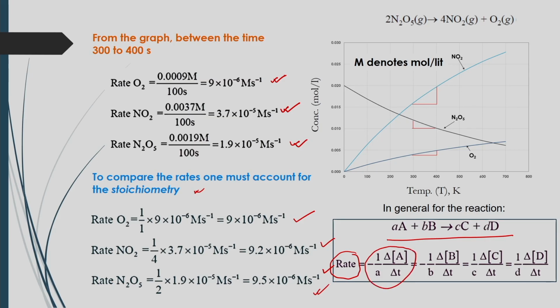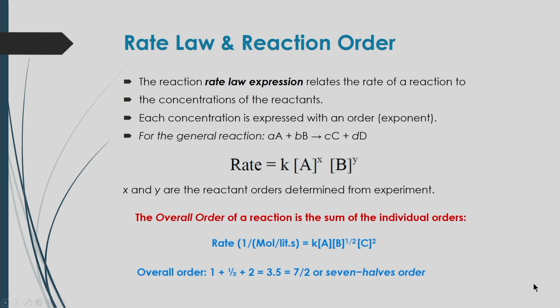minus 1 by a, delta A by delta t, which will be equal to the similar expressions for the other components, as given in the slides. So, based on this general equation, you can express the reaction rate using the stoichiometric coefficients. Now, what is the rate law and also the reaction order?